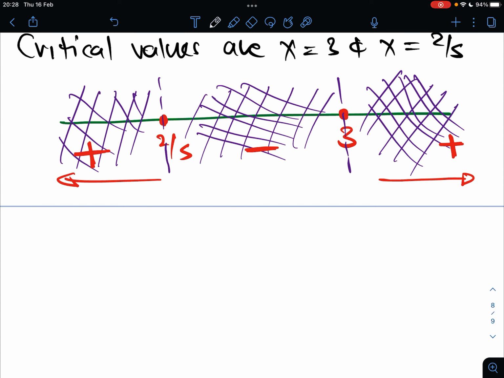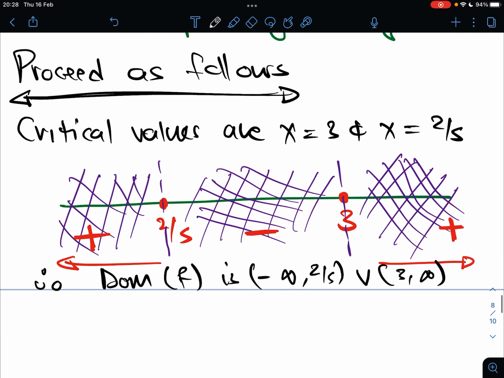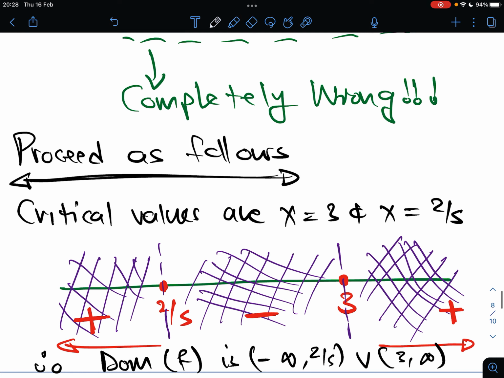So therefore, we can see now that the domain of the function f is simply what? The left-hand region starts from negative infinity and ends at 2/5. Then we have a continuation of this other region which starts at 3 and goes to infinity. So this is the solution that we are looking for, which is the domain of this function. So it's good to make sure that you practice problems of this nature so that you always get the correct domains all the time.